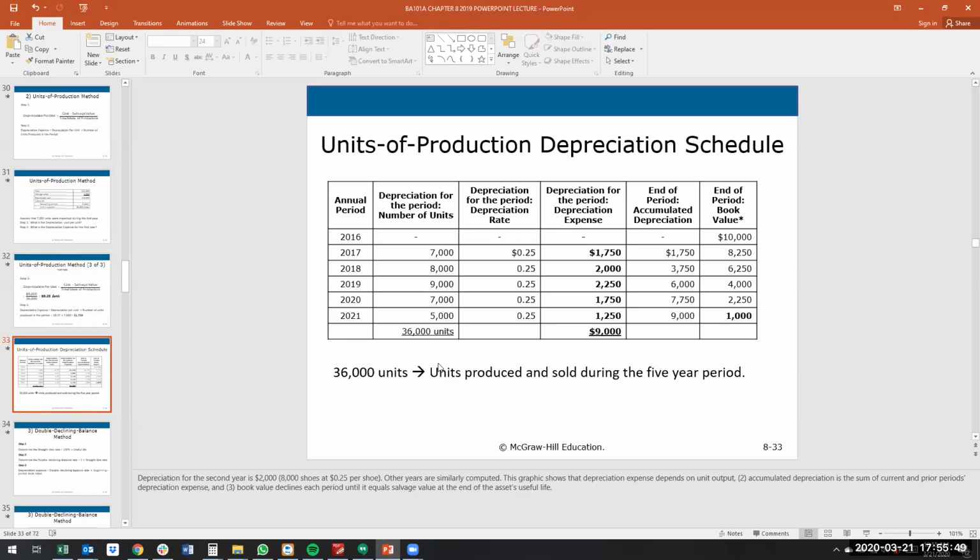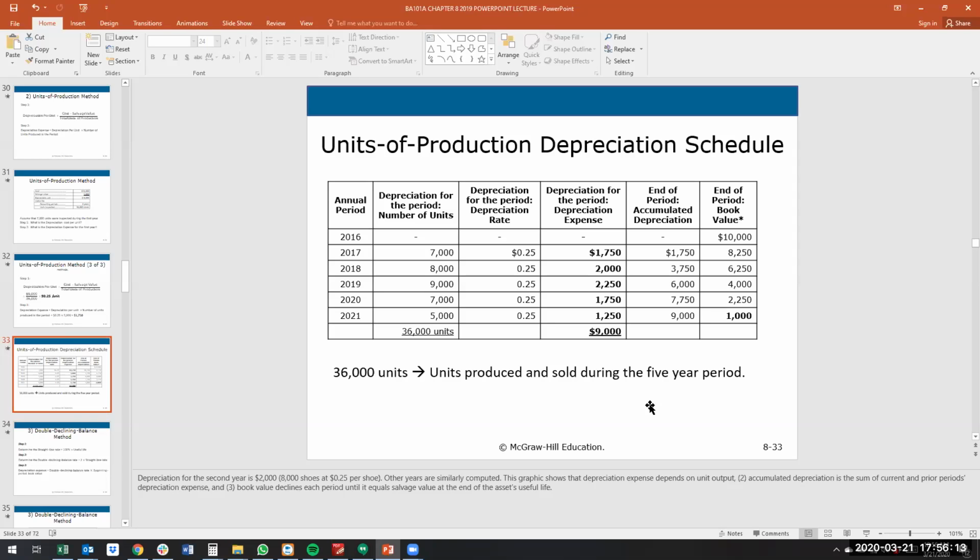As you can see, the method here is more sporadic because it mimics exactly how shoes are being produced, which could be different. So it's not an even form of transfer. And so if I asked you on an exam, what depreciation method has an unpredictable pattern of depreciation expense, you might say units of production. It's unpredictable.